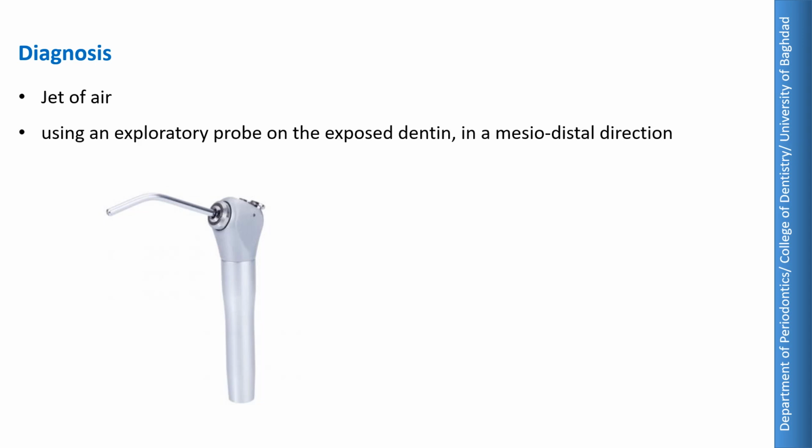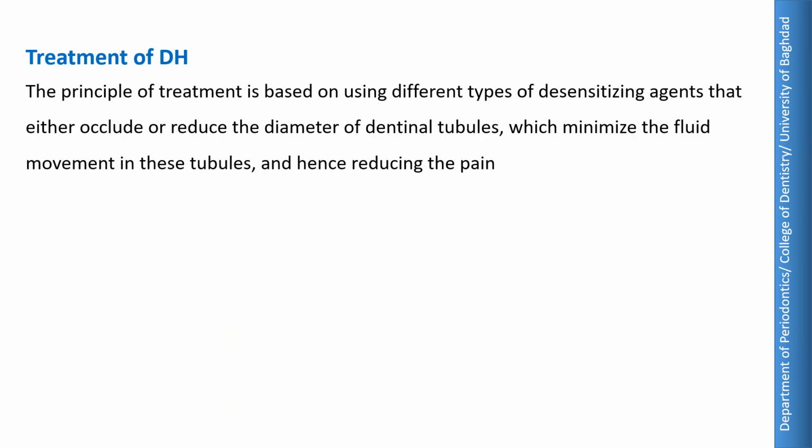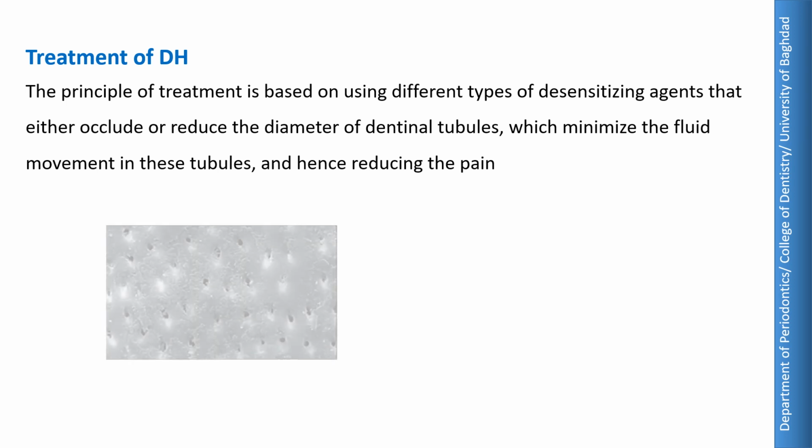Simple clinical methods can be used to diagnose dentin hypersensitivity, including a jet of air using a triple syringe in the dental chair, or bypassing the dental probe over the exposed area in a mesiodistal direction. The principle for treating dentin hypersensitivity is based on using different types of desensitizing agents that either occlude or reduce the diameter of dentinal tubules, thereby minimizing the fluid movement in these tubules and hence reducing the pain.